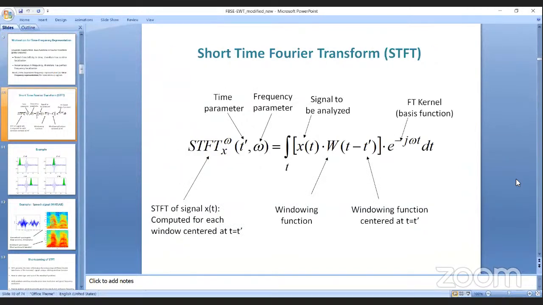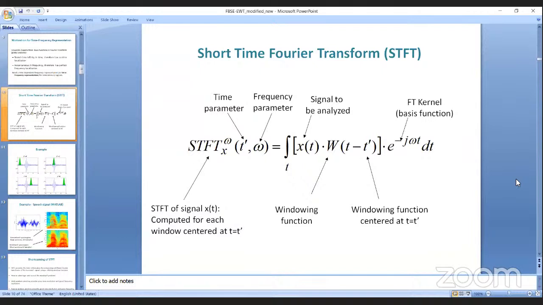And the first technique that was developed and is useful for non-stationary signals was based on the Fourier transform. The Fourier transform gives you a global analysis, that is, from minus infinity to plus infinity.